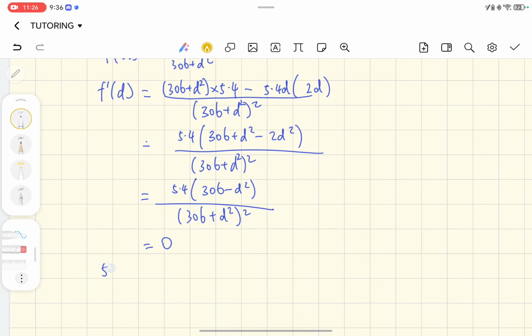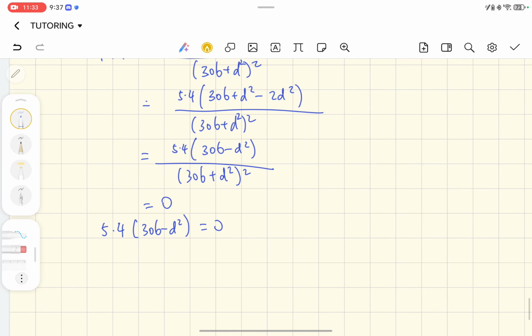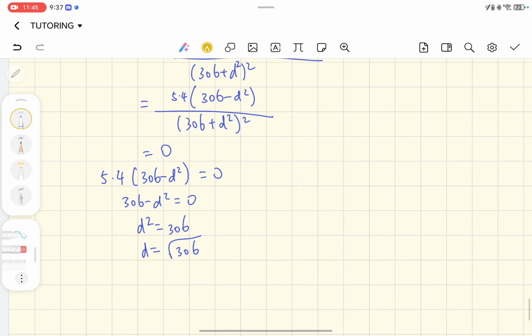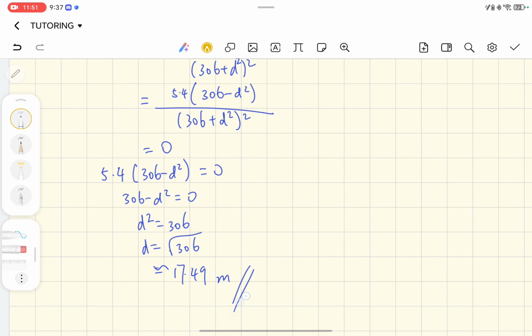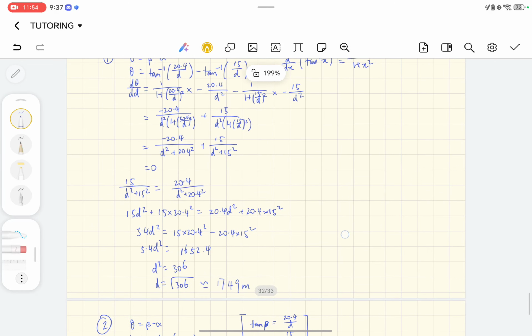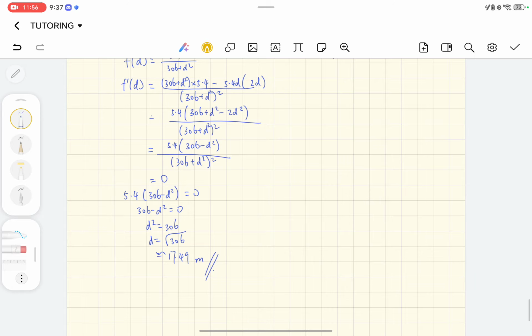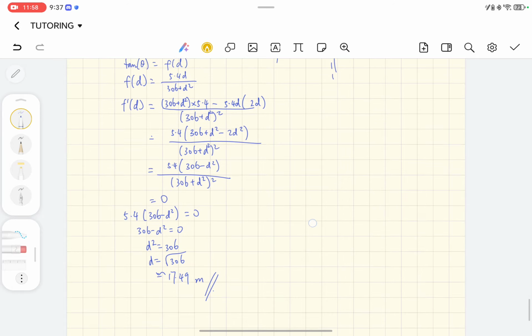Setting this equal to 0, we get 5.4 times 306 minus d squared, so the top line equals 0. Divide both sides by 5.4, we get 306 minus d squared equals 0. So d squared equals 306. d equals the square root of 306, which is approximately 17.49 meters. And that would be the same as what we got here. So there it is, solved.